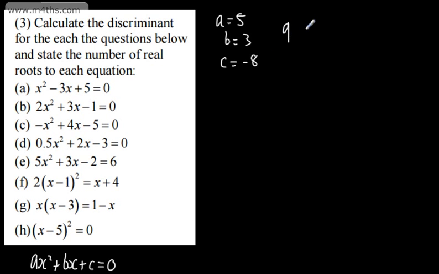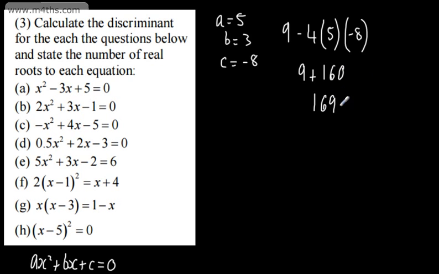So that's what we'd have. We'd have 9 minus 4 lots of 5 multiplied by the negative 8. So that's going to give me 9, what are we going to get? 160. That looks right. Plus 160, 169. I think that's right. Therefore, we've got two distinct real roots.